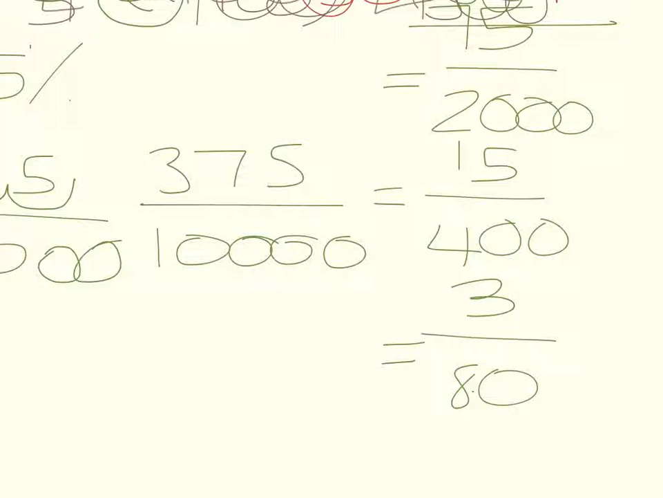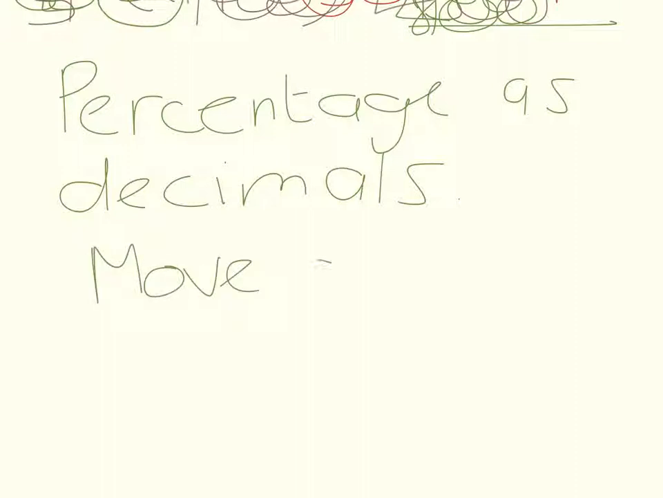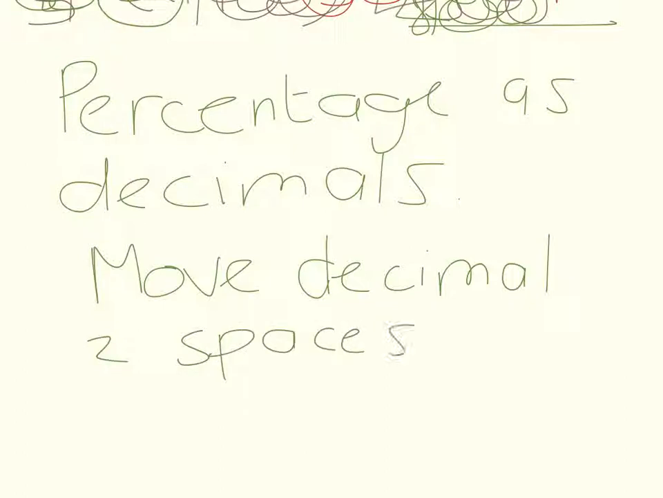Next one I'm going to show you is percentages as decimals. So let's move this up. Let's write our heading. Percentage as decimals. Now with this one, yes, that's right, decimals. All you're going to do is move your decimals 2 places because you're just dividing it by 100. So all you're going to do, you're going to move the decimal 2 spaces to the left. Okay, so just pause me and write that down. We'll do an example now.